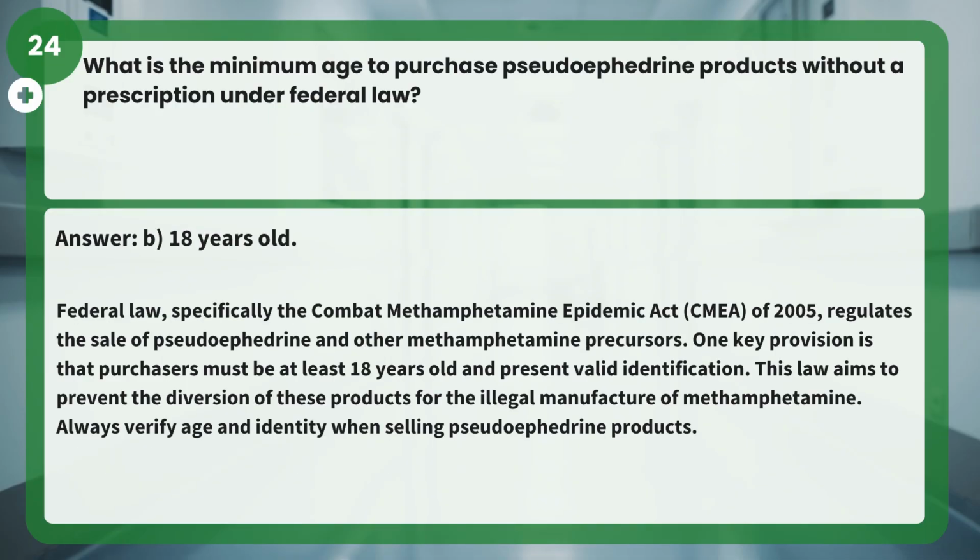Answer B. 18 years old. Federal law, specifically the Combat Methamphetamine Epidemic Act, CMEA, of 2005, regulates the sale of pseudoephedrine and other methamphetamine precursors. One key provision is that purchasers must be at least 18 years old and present valid identification. This law aims to prevent the diversion of these products for the illegal manufacture of methamphetamine. Always verify age and identity when selling pseudoephedrine products.